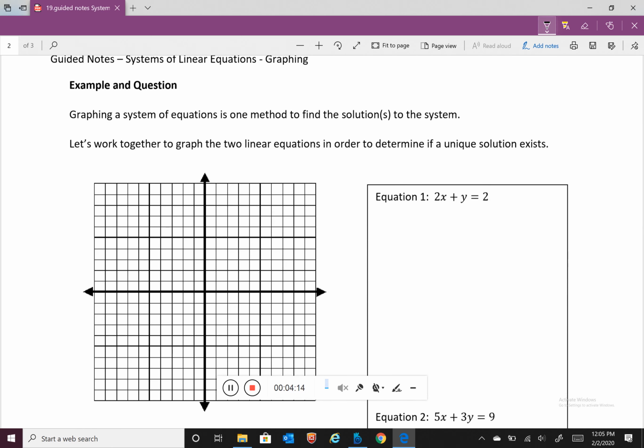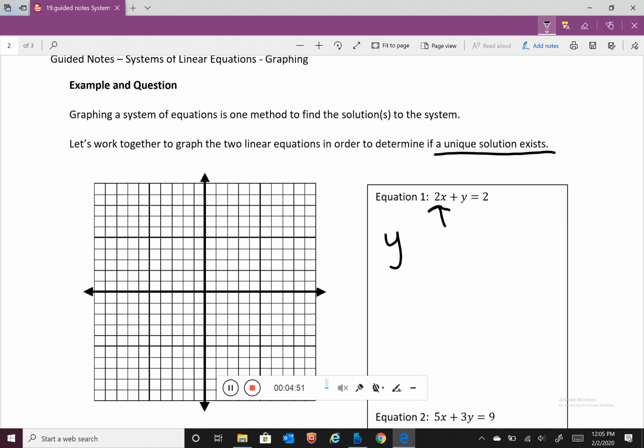So we're going to work together to graph the two linear equations in order to determine if a unique solution exists. This is something we've been practicing with quite a bit: in order to graph these two lines, we need to get both equations in slope-intercept form. That is, we need to solve for y. So for the first equation, we need to apply inverse operations and subtract 2x in order to isolate y.